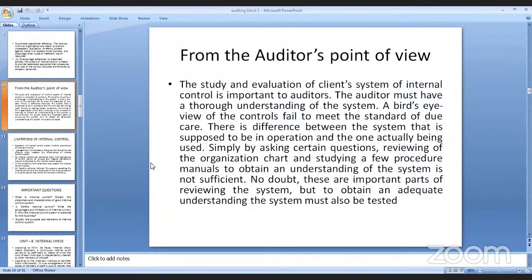So from the auditor's point of view, the auditor will check whether the organization is following the proper procedures or not, whether they are following the norms or not. The auditor will try to understand the system of an organization. By asking some questions or by observing certain reports, certain statements, the auditor will get some idea, and based on that he will implement the various strategies.